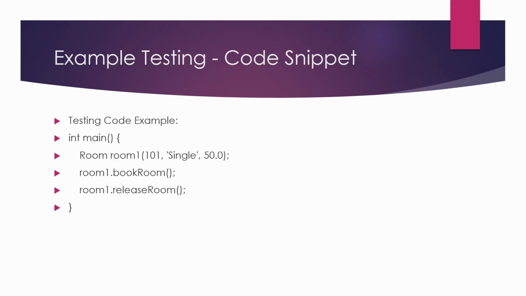Here's a simple example of how we can test our code. In the main function, we create instances of the room class, check if the rooms are available, book them and then release them. This testing ensures that our room class methods are working as expected.